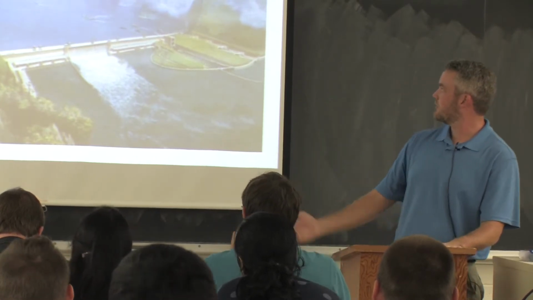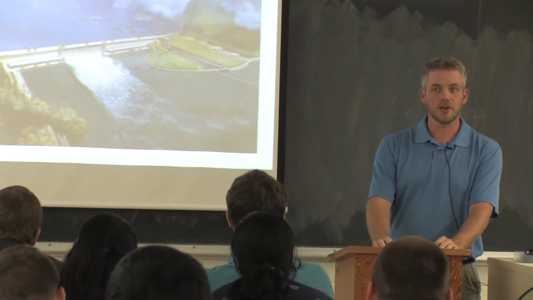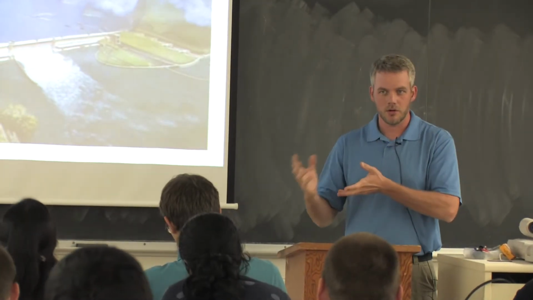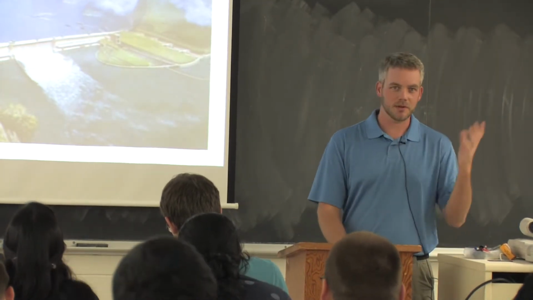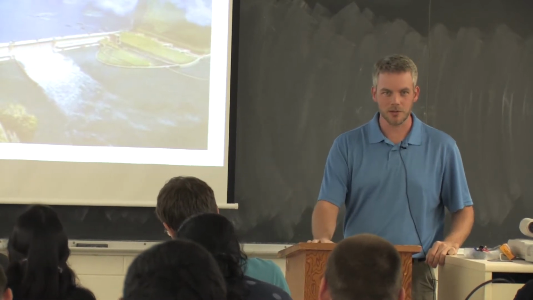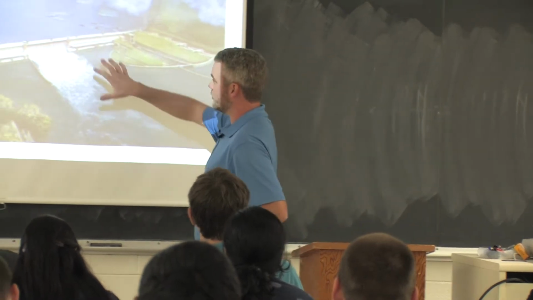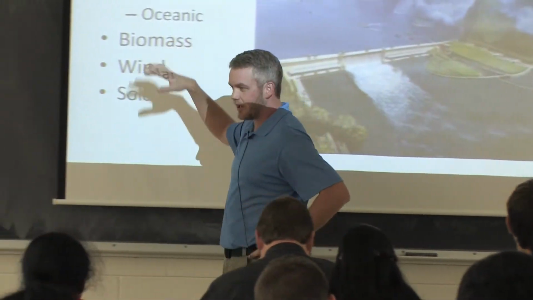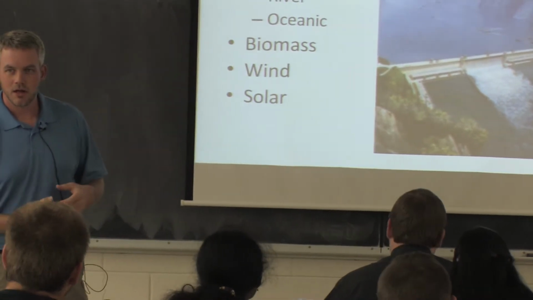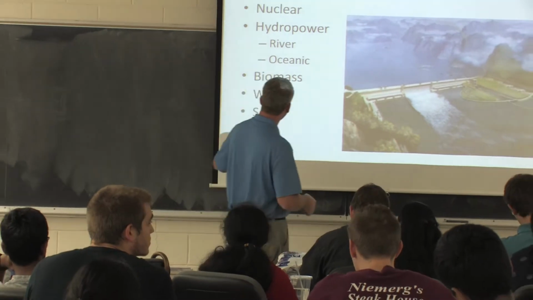Hydropower, this is a picture of the Three Gorges Dam. So hydropower is using stored energy in water. By holding it up, we are now making potential energy. And that potential energy just turns to kinetic energy, which then powers a turbine that creates electricity. Oceanic, this is more of a river. Oceanic could be like waves or tides as they move in and out. If you can control those, then that's a form of electricity as well.